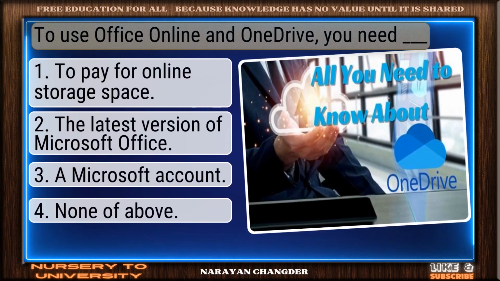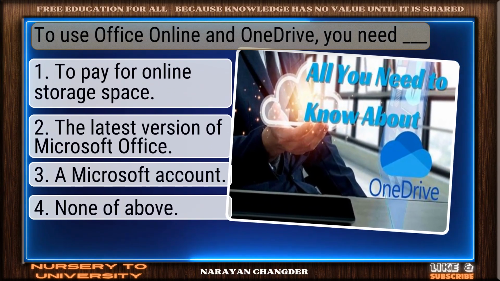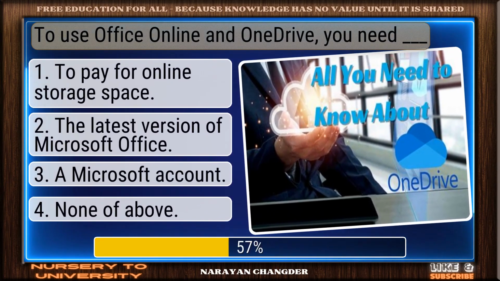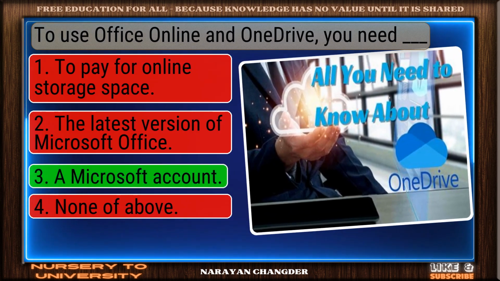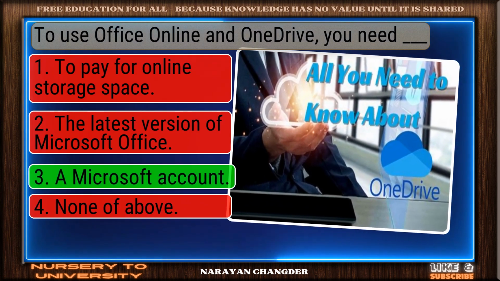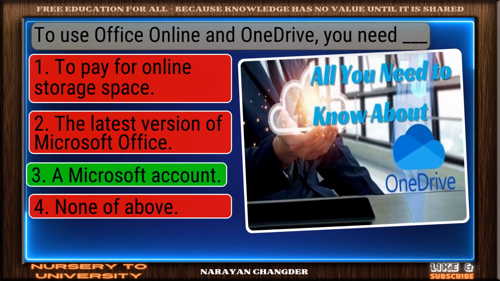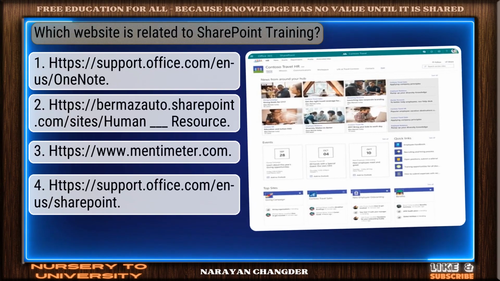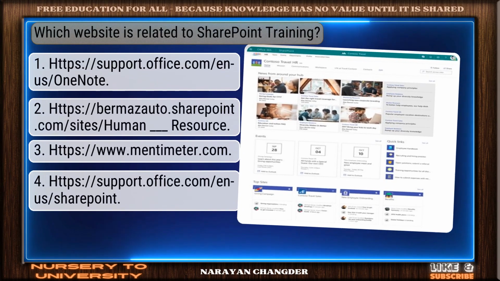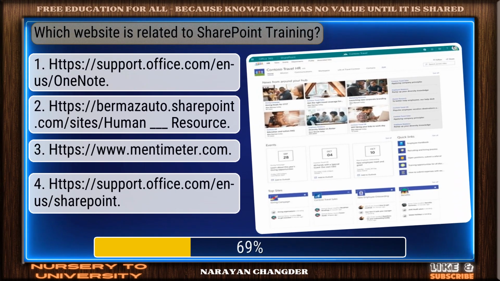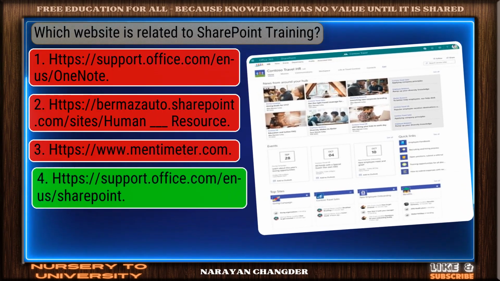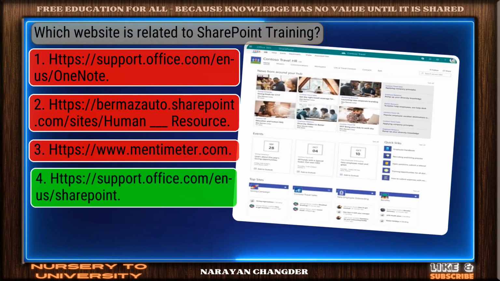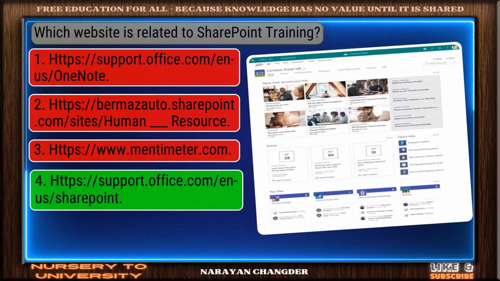Question number 64. To use Office Online and OneDrive, you need dash. Nicely done. A Microsoft account is a solid answer. Question number 65. Which website is related to SharePoint training? Great job. support.office.com is the accurate answer.